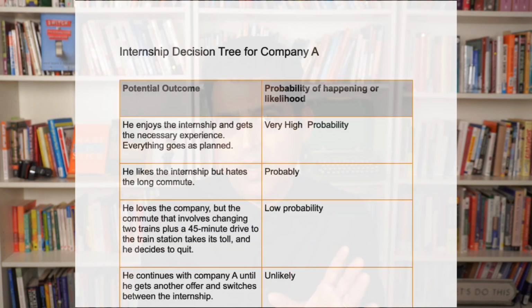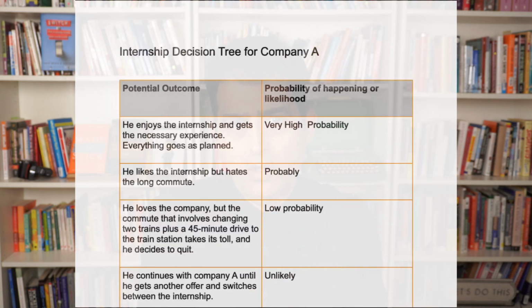What I did with my son was to help him uncover these factors to make him more conscious of his decision-making process. Here is an example of how we used the decision tree to express the likelihoods or probabilities of different outcomes for company A. We then repeated the same process for company B. So here is how the decision tree for company A looks.